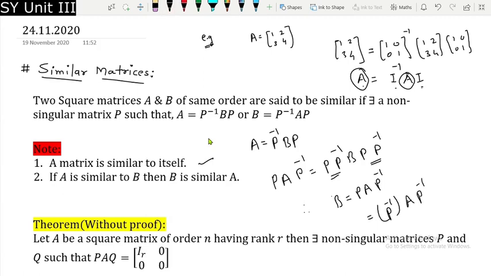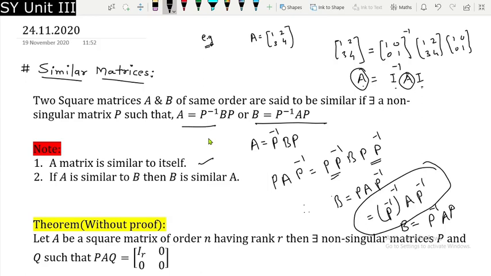Now you can see, if I replace this P inverse by P again, what you are going to get is P inverse A P, and which is the same as this, isn't it? So my non-singular matrix in this case is nothing but P inverse. Since P is non-singular, P inverse is also non-singular. So my point is, this statement and this statement are one and the same.